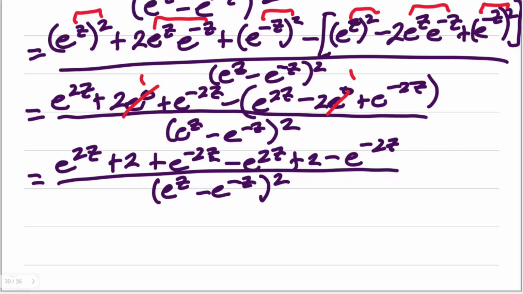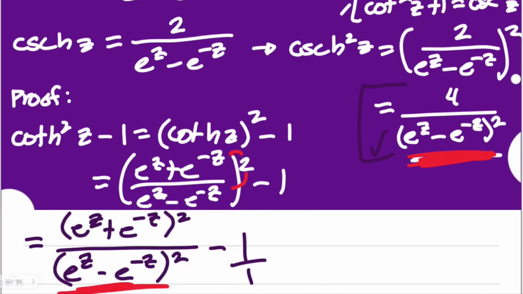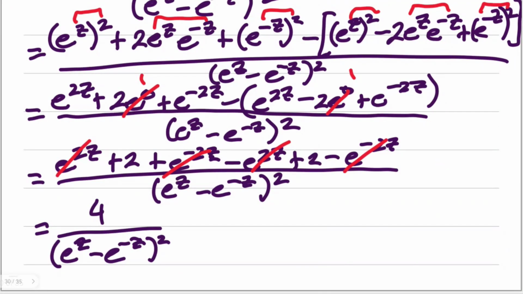Now, here comes the process. That and this are opposites, so when you add them, that's 0. This and this one here are also opposites, so again that's 0. What remains in our numerator is 2 plus 2 over the same denominator, e to the power of z minus e to the power of minus z squared, or we know that to be equal to 4. With this figure, it's actually equivalent to this already. 4 over the square of the difference.